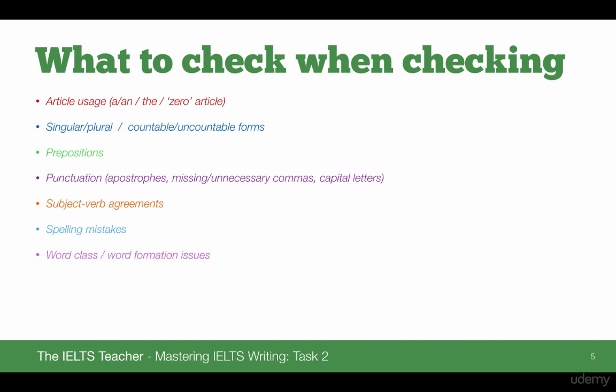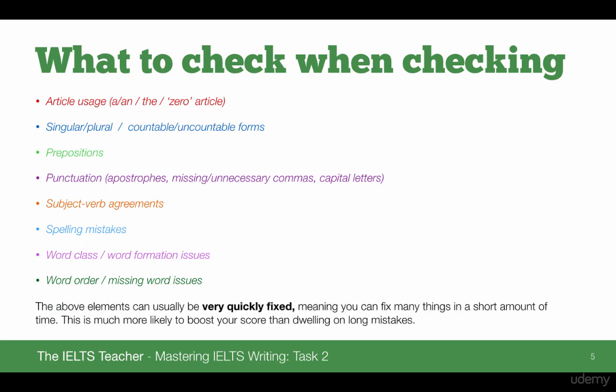Word class or word formation issues, and word order or missing word issues. Quite quickly you can add a word in or switch them around with some arrows. The above elements can usually be very quickly fixed, meaning you can fix many things in a short amount of time. This is much more likely to boost your score than dwelling on long and difficult to correct mistakes.